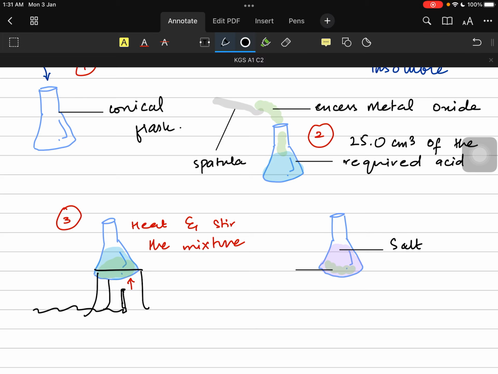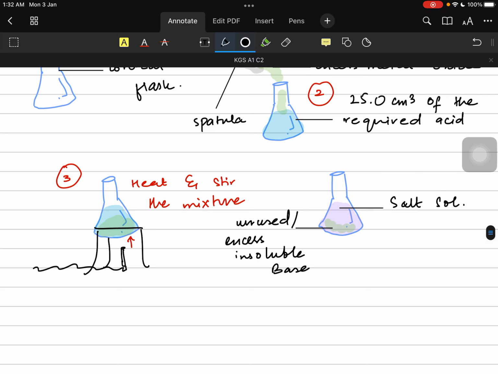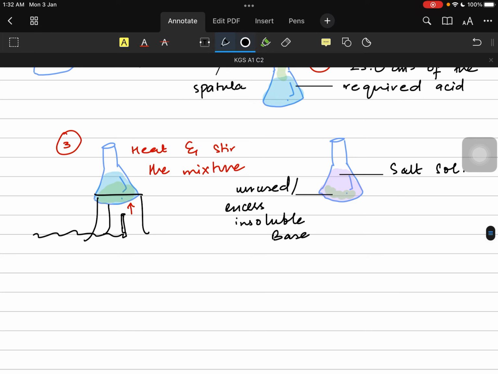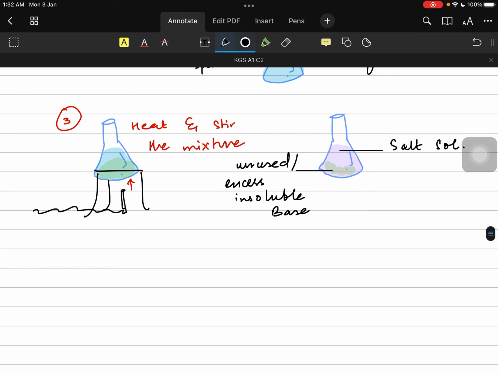Salt solution, but unused excess insoluble base, which is obviously the metal oxide. So this is the excess unused insoluble base over here. You have to remove that. How do you do it? You filter it. So here you will filter the solution to remove the excess insoluble base.